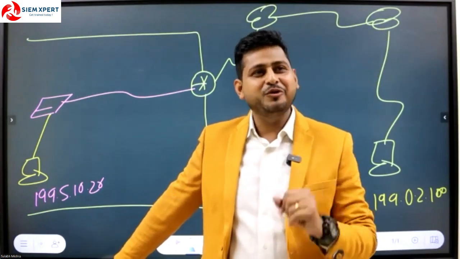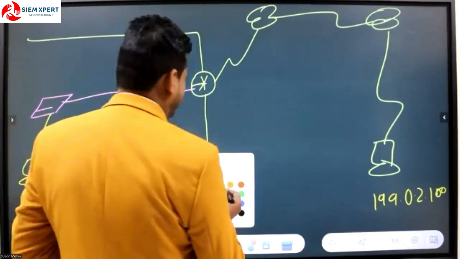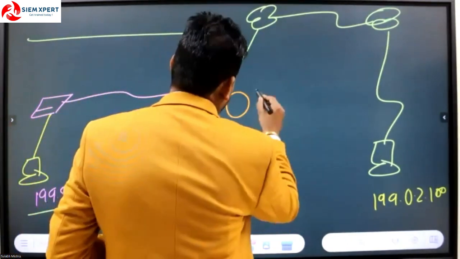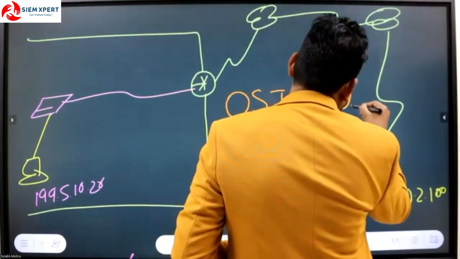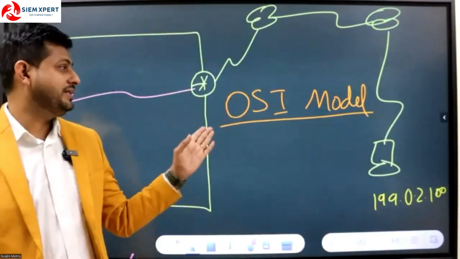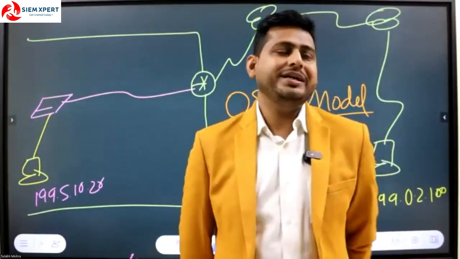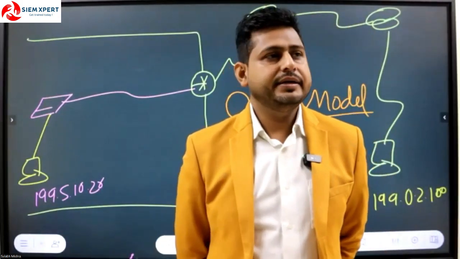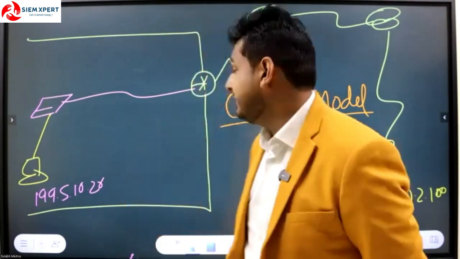And this model we call Open Systems Interconnection, OSI. This model is actually OSI, not ISO. What we call the OSI model means Open System Interconnection. There is a model called Open System Interconnection. OSI model, Open System Interconnection.